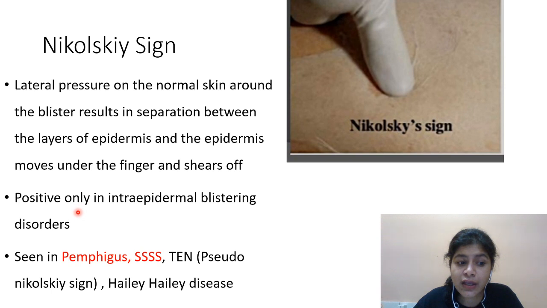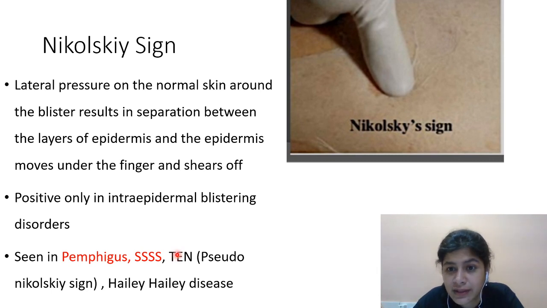So remember, you get it positive in the pemphigus group of disorders, you will get it positive in staphylococcal scalded skin syndrome, you will also get it positive in toxic epidermal necrolysis and Hailey-Hailey disease. I'll just elaborate a bit on what is the pseudo-Nikolsky sign in toxic epidermal necrolysis. Now see, toxic epidermal necrolysis is a condition which is most of the times a drug reaction. It's an acute emergency. It's a drug reaction in which there is widespread necrosis and widespread apoptosis of the keratinocytes.